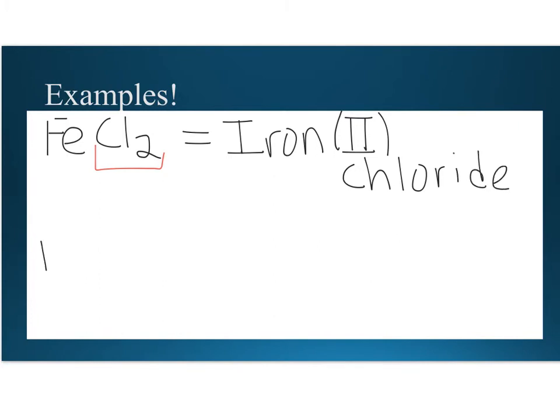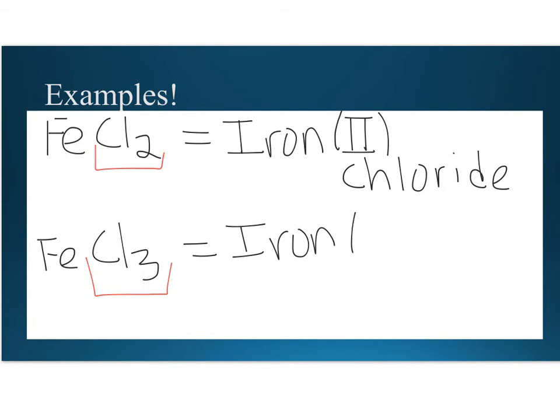On the other hand, if I have FeCl3, now for this negative ion, I've got 3 of them, so that's a -3 charge. So that means my iron is iron 3. So I'm going to put the Roman numeral 3 after it, and then it's iron 3 chloride.